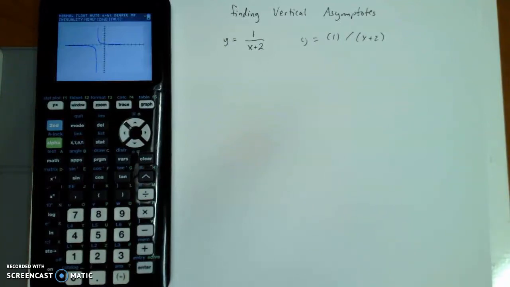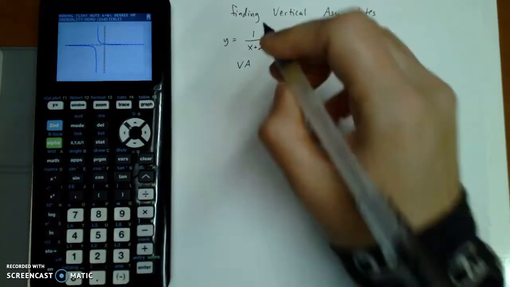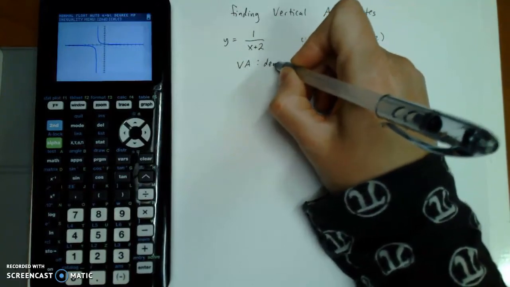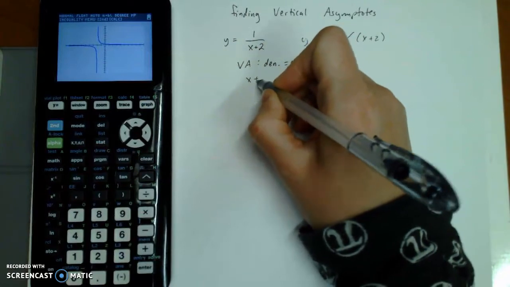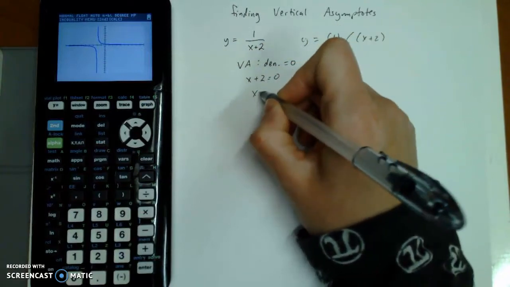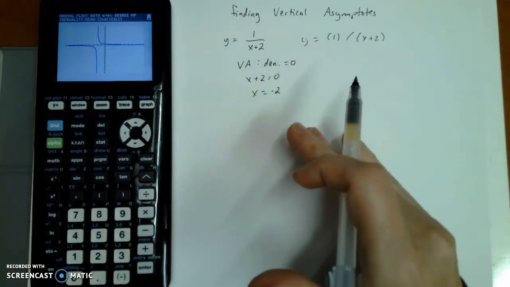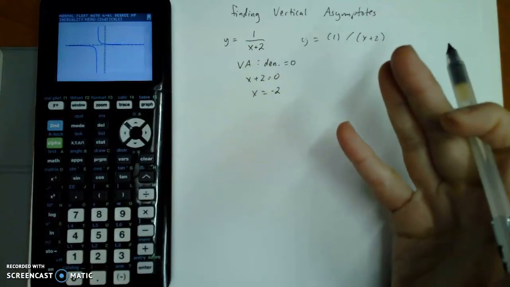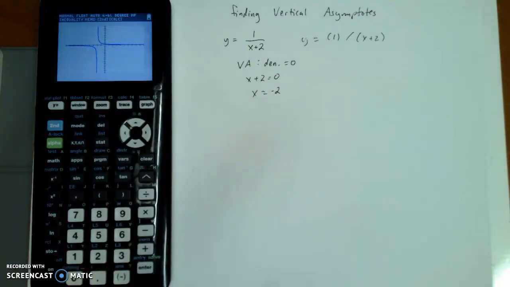So there's my graph. Now if we remember how to find vertical asymptotes, I'm going to just use VA for short here. That is where our denominator is equal to 0. So if I remember this algebraically, I'm expecting to have my vertical asymptote at -2. But let's say I either don't know that, or I'm taking a test, I've forgotten that, and I want to use my calculator to help me out.